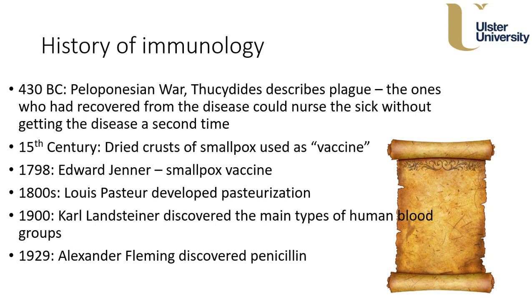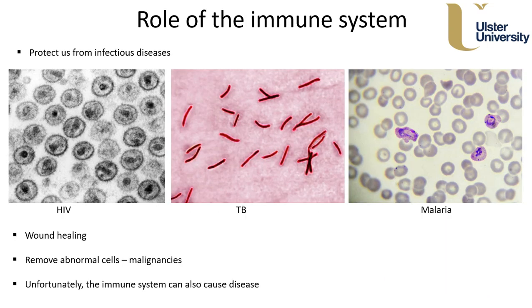Shortly after that, Louis Pasteur managed to increase the shelf life of food through applying high heat for short bursts of time, and this kills pathogens. We call this pasteurization. But arguably the most important discovery in the history of medicine, not just immunology, in 1929, Alexander Fleming discovered that penicillin actually combats bacterial infections. So he discovered penicillin. Okay, so hopefully this is a bit of a refresher for most of you.